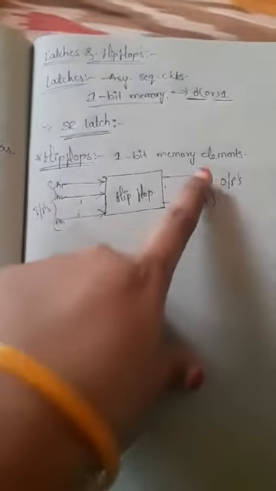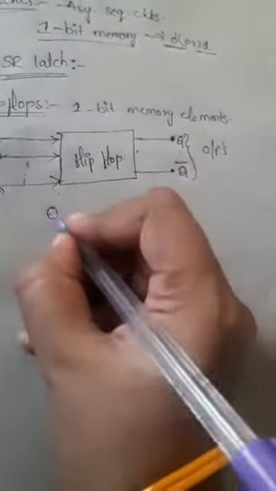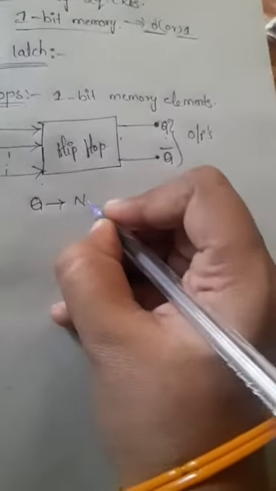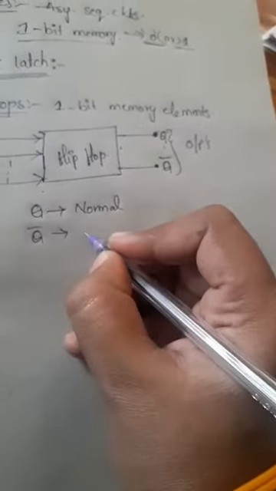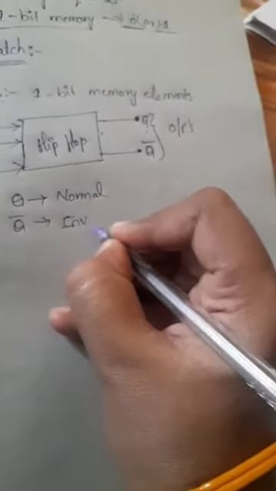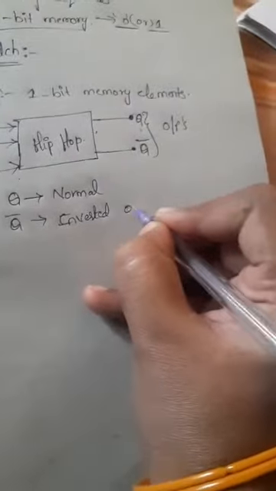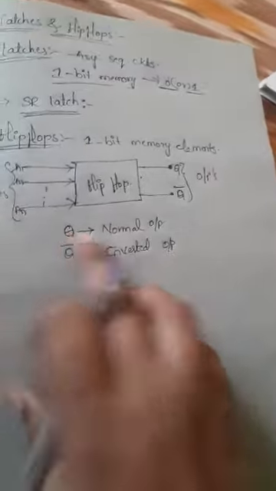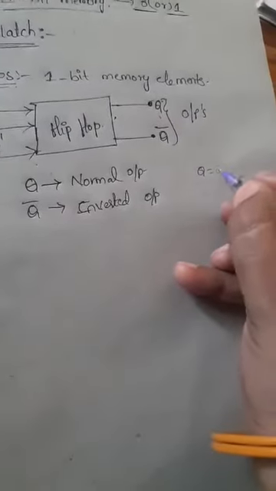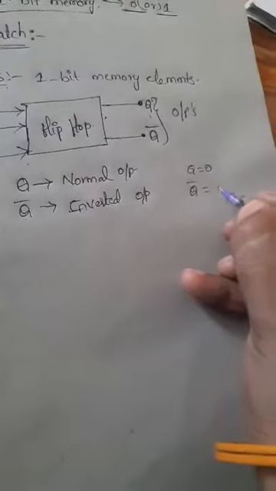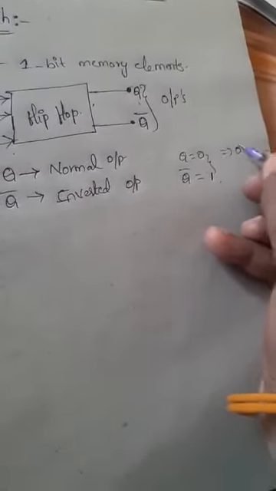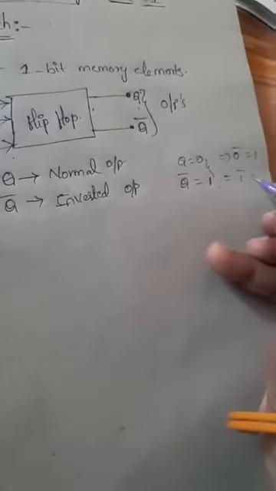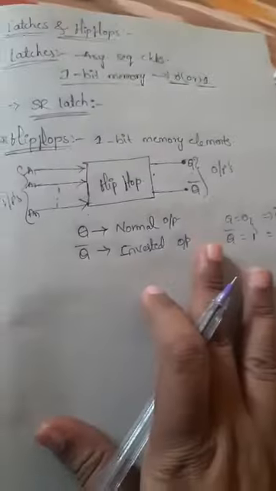So the two outputs we are calling here: the first output we can represent by Q, which we can call the normal output, and Q complement is nothing but the inverted output or complement output. That means exactly the opposite of this. If the normal output is 0, that is, if Q equals 0, then Q complement is exactly the opposite, so 0 is converted to 1. That means 0 complement is 1, or 1 complement is 0. So this is the flip-flop.